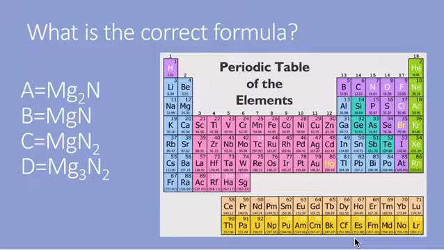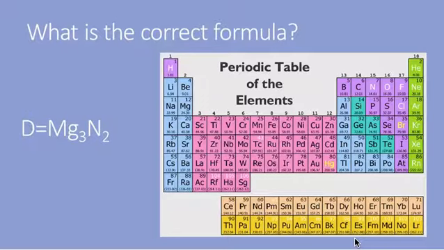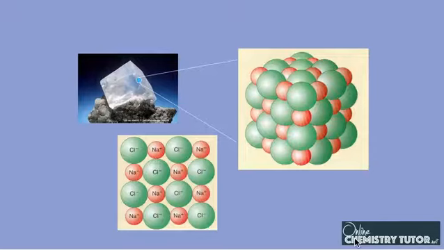Okay, so the answer to this one then, well, magnesium is in group 2, so it has a charge of +2. Nitrogen is in group 5, so it has a charge of -3. The only way you can get those to cancel out is if you have 3 magnesium ions and 2 nitride ions. 3 times +2 is +6. 2 times -3 is -6, and then they will cancel out. Okay, so B, Mg3N2.